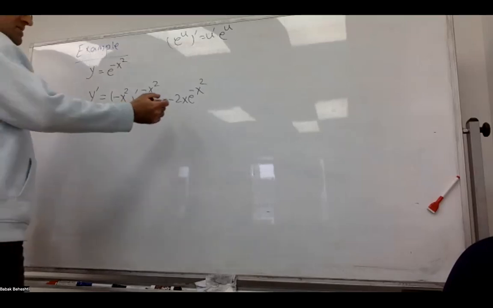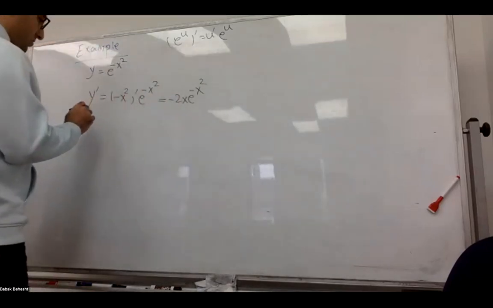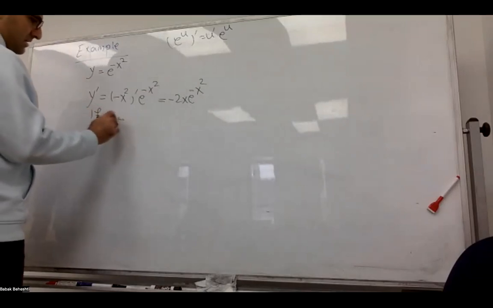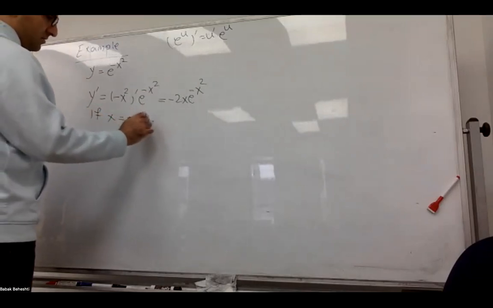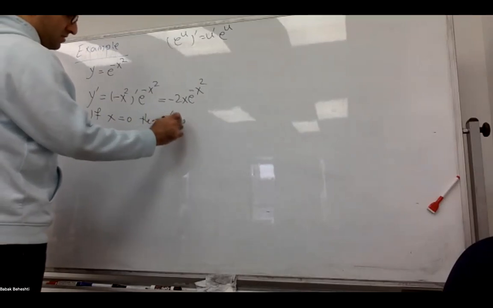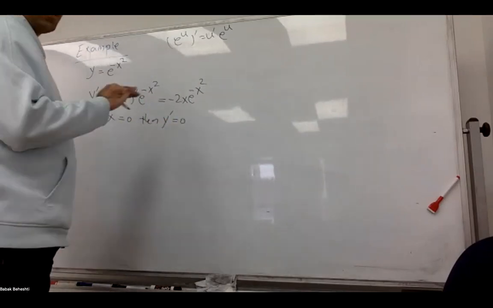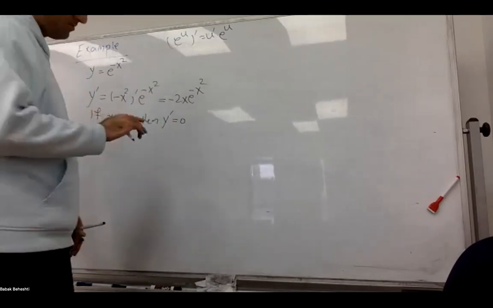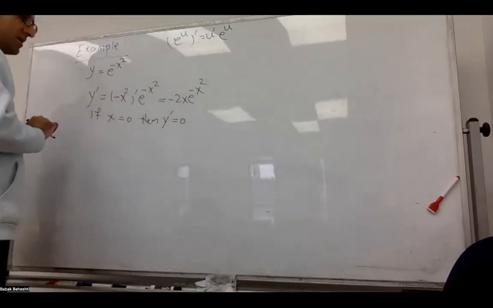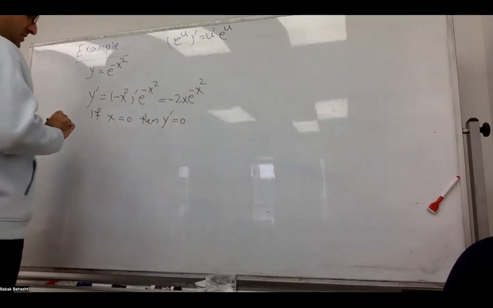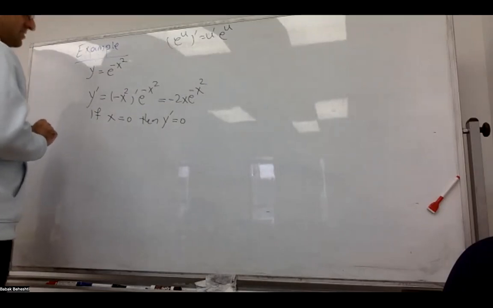So here you can see that if x equals 0, then y prime is equal to 0. That means at x equal to 0, you have a horizontal tangent line, because at x equal to 0, y prime is equal to 0. What about the second derivative?